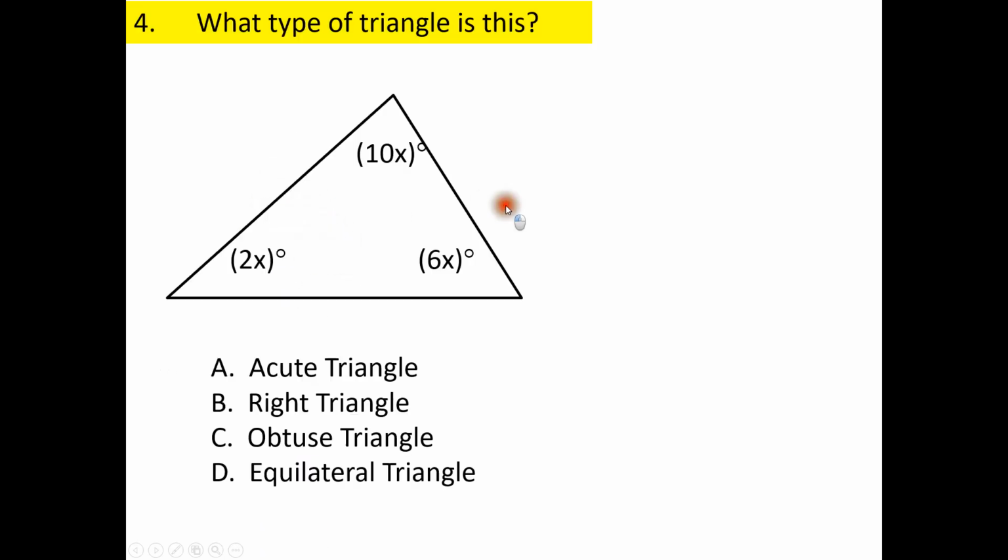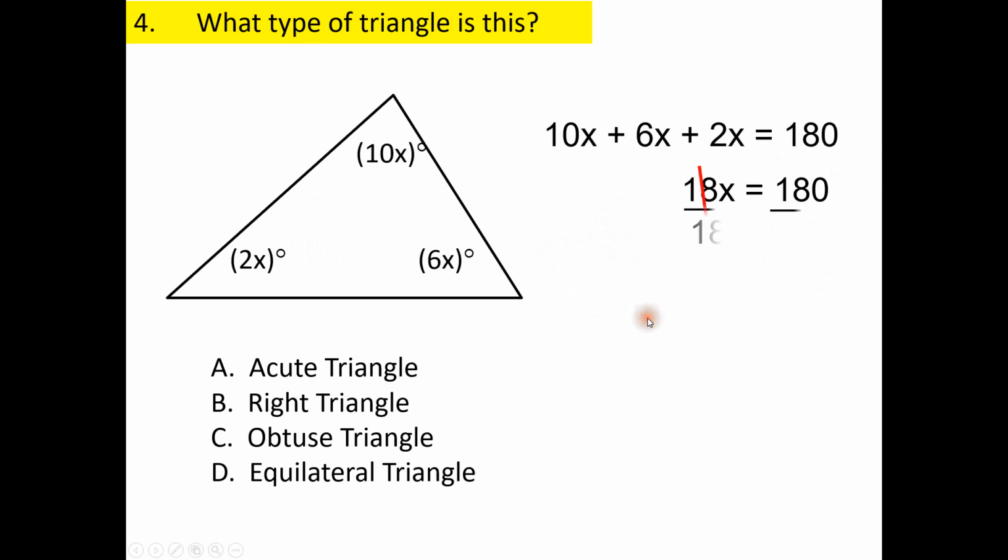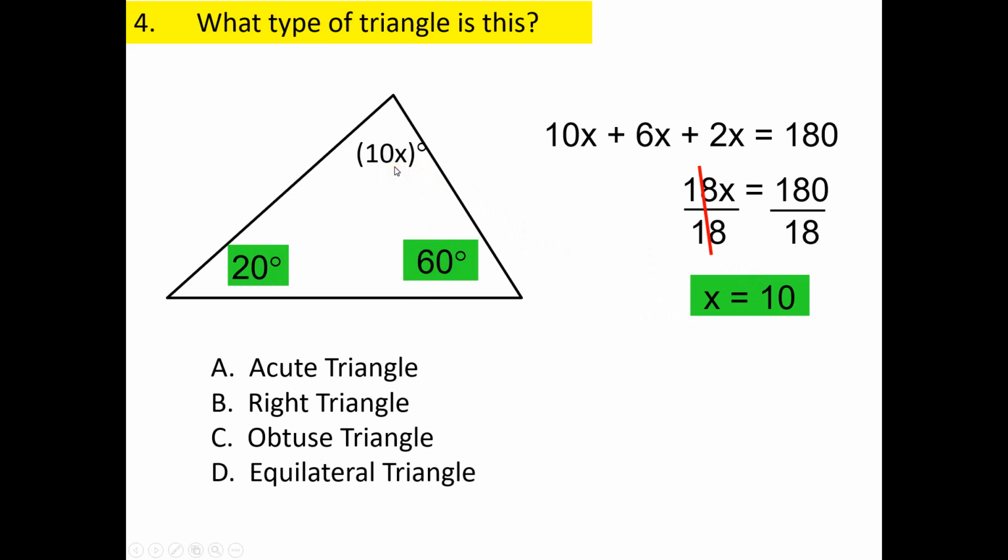Okay. All right. What type of triangle is this? Well, you got to find x and plug it in to see if it's acute, right, or obtuse, equilateral. Okay. So you take 10x plus 2x plus 6x, set it equal to 180. That's 18x is equal to 180. Divide by 18, and you get x is 10. Plug 10 in here. It'll be 100. So which one is it? Yeah, it's obtuse, right? One angle's bigger than 90, right?